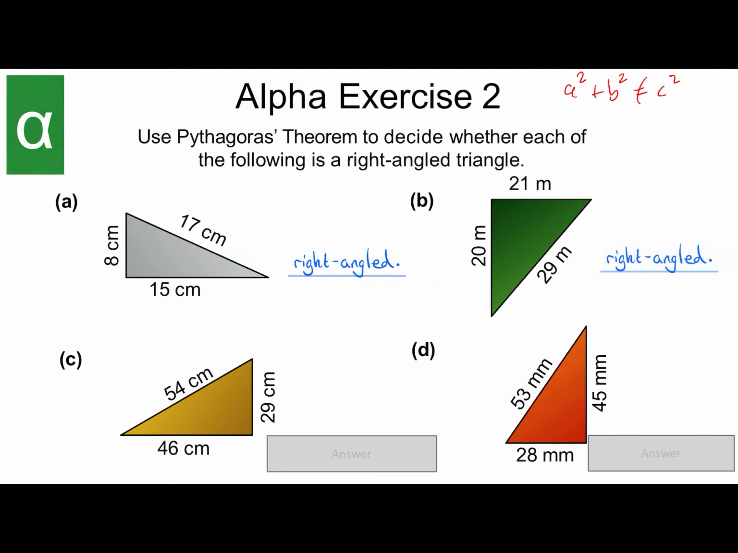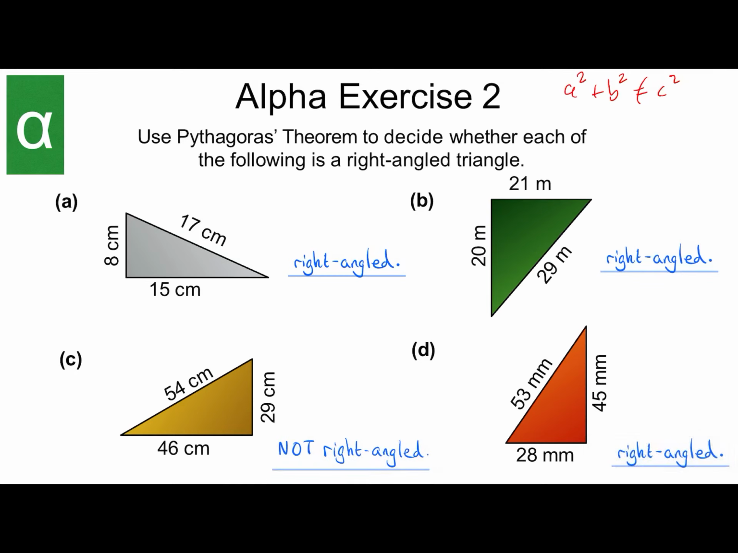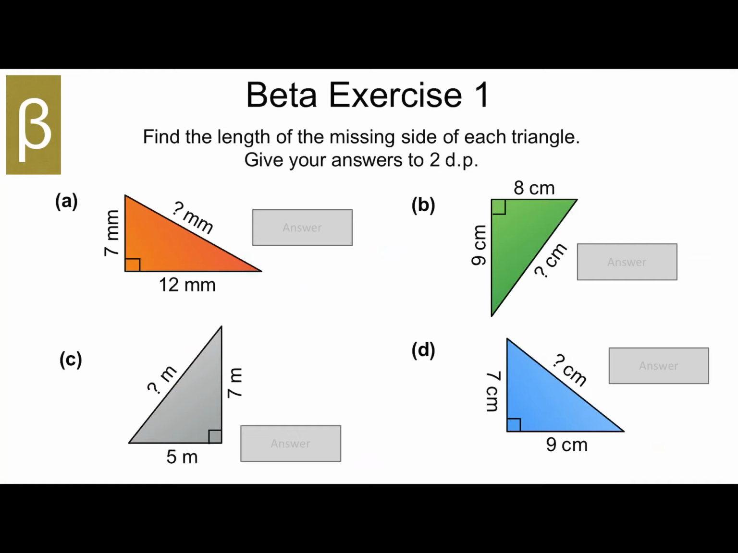Okay, A is a right-angled triangle. B is a right-angled triangle. C is not a right-angled triangle. And D is a right-angled triangle. Let's just look at C. C, we'd be looking at this: 46 squared plus 29 squared is equal to 54 squared. So I'm going to use a calculator. 46 squared plus 29 squared is equal to 2957. And 54 squared is equal to 2916. So the two are not equal, so it could not be a right-angled triangle.